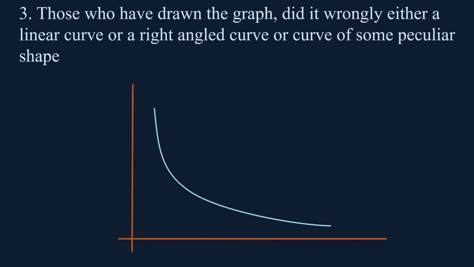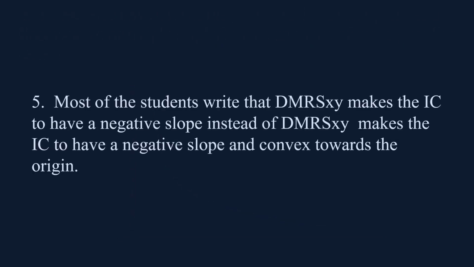4. Those who have drawn the graph properly didn't show the values along the y and x axis. Most of the students write diminishing marginal rate of substitution of x for y makes the indifference curve to have a negative slope instead of diminishing marginal rate of substitution of x for y makes the indifference curve to have a negative slope and convex towards the origin.